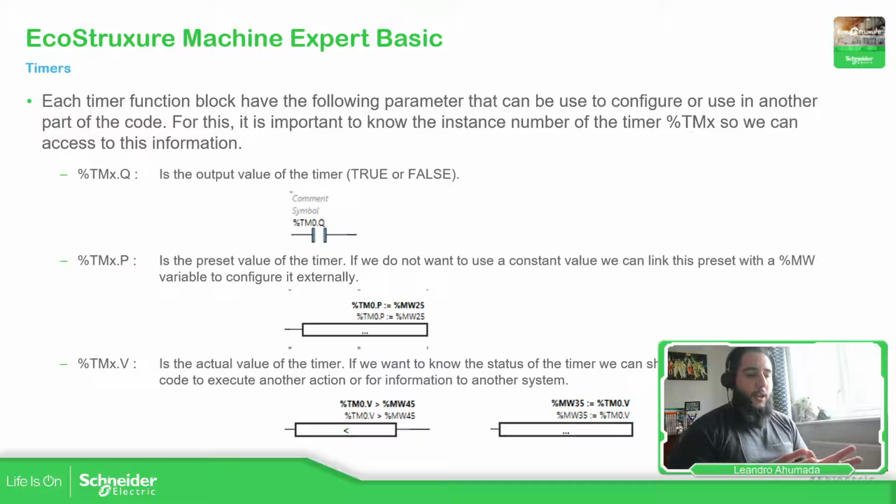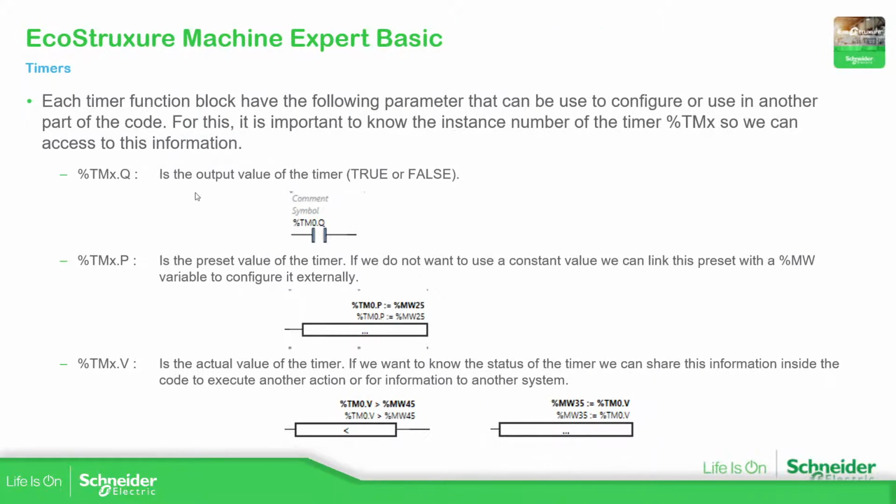All these timers are linked to an instance that starts with %TM. So each instance of the timer has a number. If I add the first timer, it will be %TM0, and in this instance we have different variables inside this instance of the timer. As you can see here in this part, for the output, if we want to use the output of the function block in another part of the code, we just need to use %TM, the number of the timer that we have, and then .Q for output.